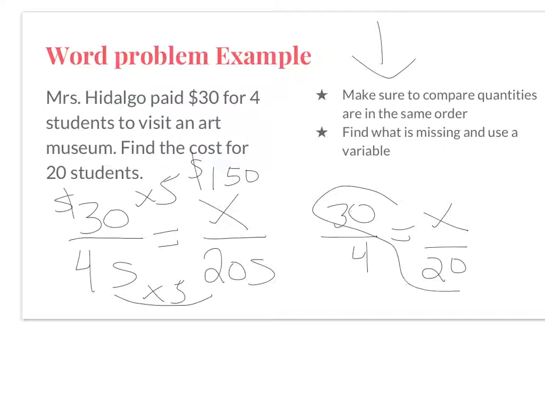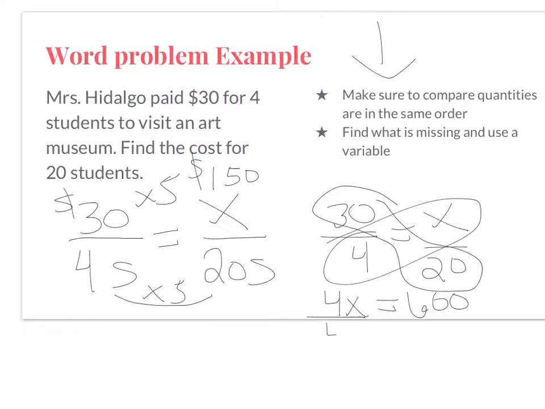We have 30 and 20, and 4x. So this is going to be 4x equals your 30 times 20, which is 600. To get x alone, you need to divide by 4. So x will equal 150. You're going to pay $150 if you bring 20 kids.